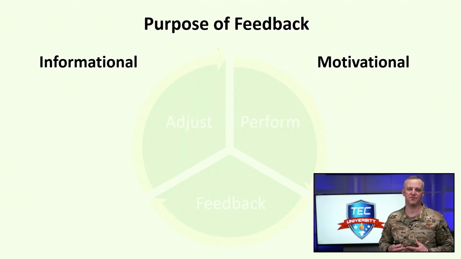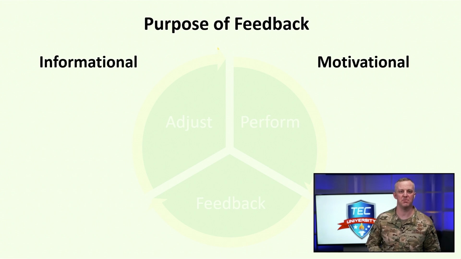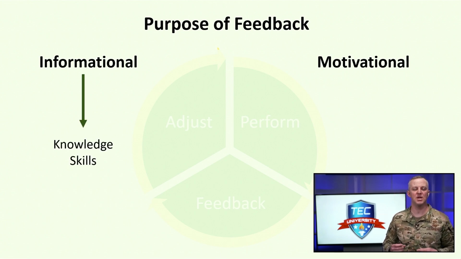So when we're looking at the purpose of feedback, there are 2 different ways you can do that. That's informational feedback and motivational feedback. So let's take some time to look at that informational feedback and what that is. The informational feedback is the knowledge and skills that individual has. So that is what you're going to focus on. When you're giving feedback and that purpose is informational, look at the knowledge and skills that that individual has and give them specific feedback on those knowledge and skills only.